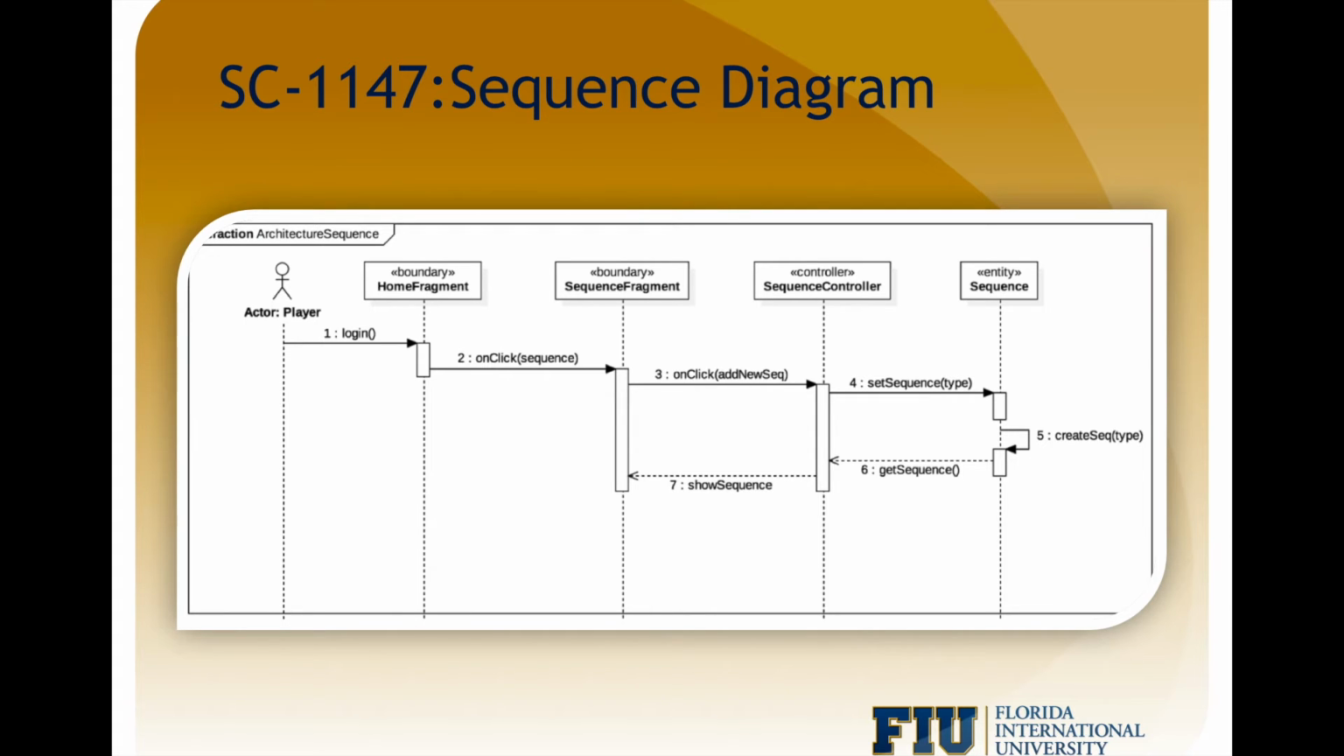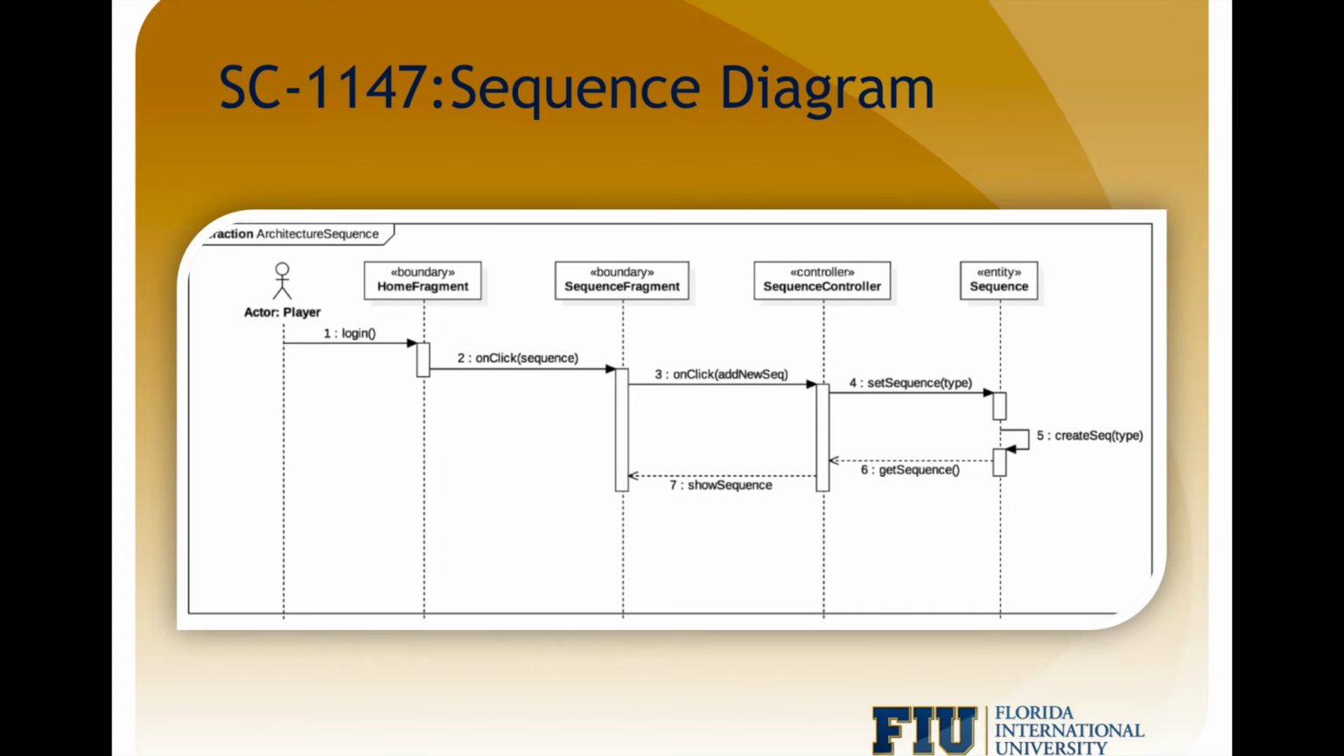Here's the sequence diagram for the architecture of sequence. The way it works is the actor, being the player, will be on the home fragment. They will select to play, and it will send you to the sequence fragment. And then on the sequence fragment, you will be prompted to choose between two modes, manual or random.